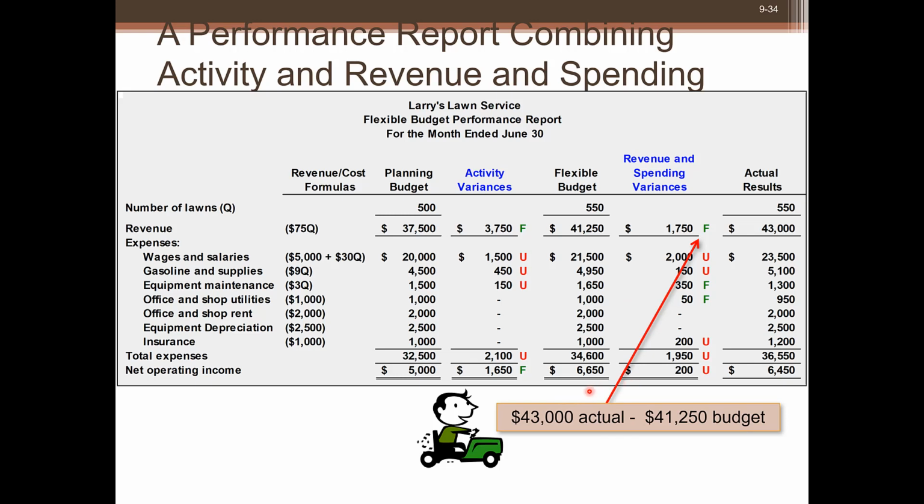This performance report is important for managers to evaluate performance and make decisions. From the table, we can see to generate a favorable activity variance for net operating income, managers should take actions to increase the level of activity. And also, to generate a favorable overall revenue and spending variances, managers should take actions to protect selling prices and increase operating efficiency. If revenues go up, costs go down, and of course, net operating income will go up.